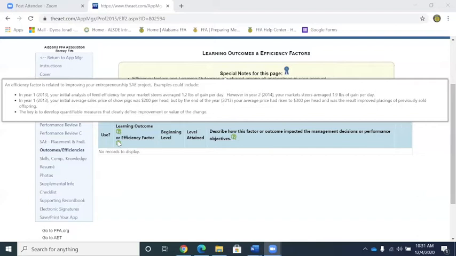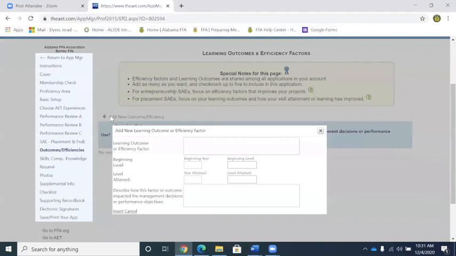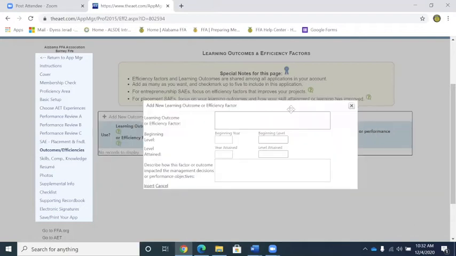So what we're going to do, you add these. These are not from AET. You add these right here where it says add a new efficiency outcome, and we're going to click on that, and it's going to bring down a little box for you to talk about what your learning outcome or efficiency factor is. Label it. Say learning outcome, so it'll be very clear to the judge what it is. So you label it learning outcome, then you tell what the beginning year was and what the beginning level was.